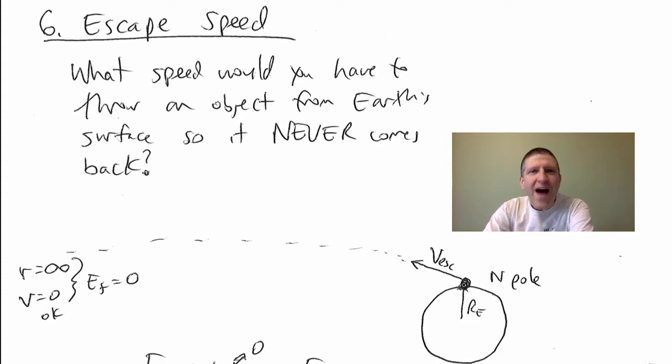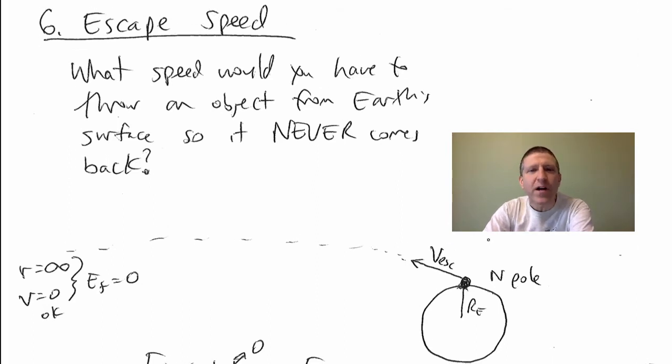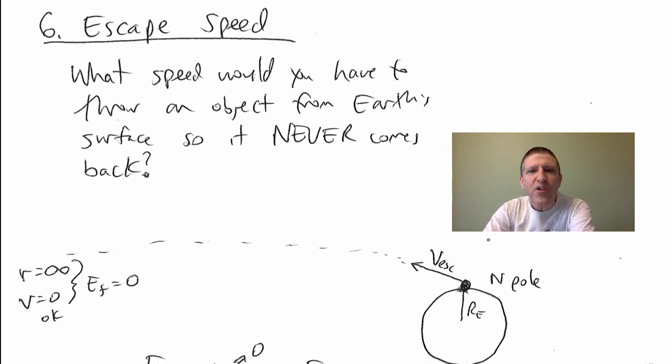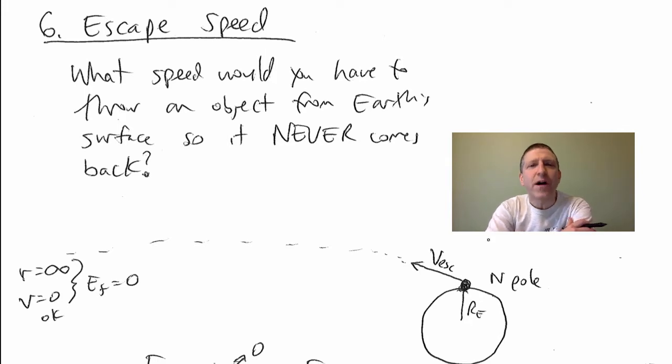So how fast do you have to throw this? We call that V escape, so that it will never come back. Now, what the heck does that mean? It never comes back. How much energy does it have to have to never come back? This is a major conceptual coup if you can figure this out, because it means that you understand how we're dealing with gravitational potential energy.